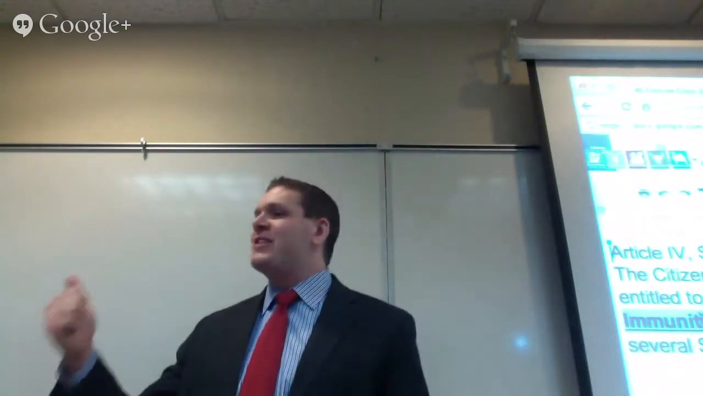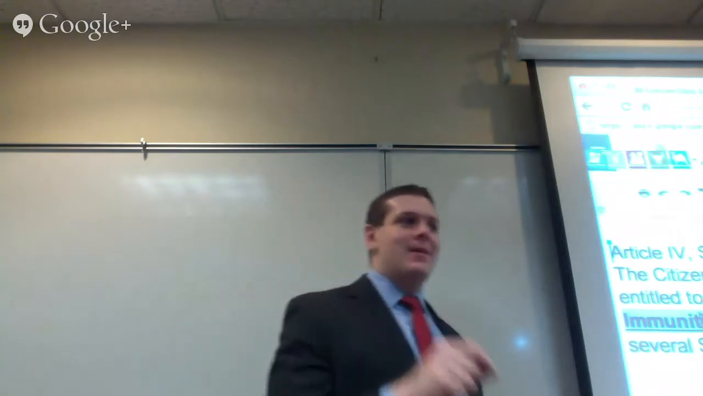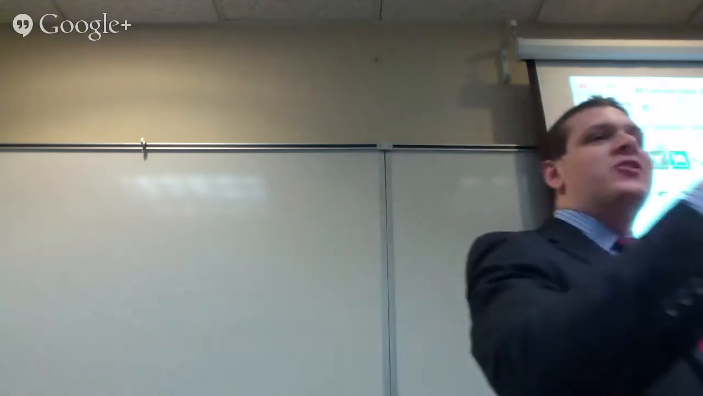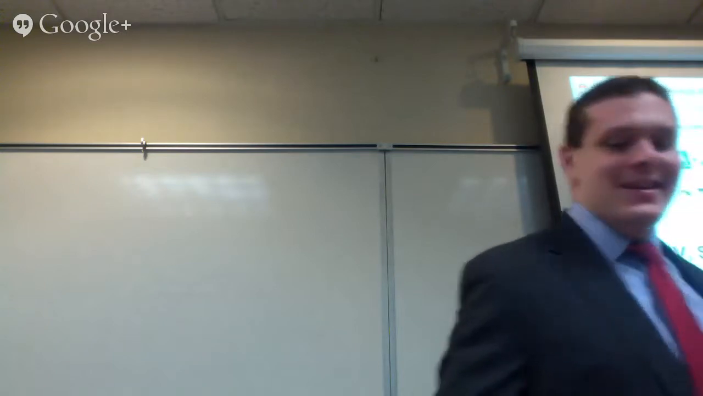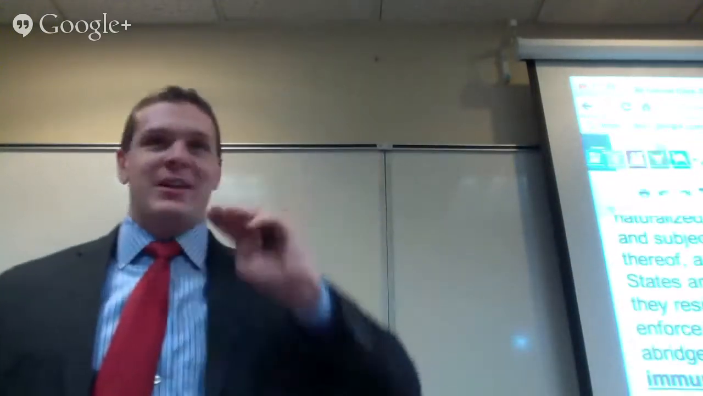I'm going to be a stickler for this. The one in Article 4 is the Privileges and Immunities. The one in the 14th Amendment is the Privileges or Immunities. So this is privileges and, and this one in the 14th Amendment is privileges or. Don't get them confused. It's a pet peeve because people always get them confused. Judges get them confused. It drives me crazy. They're different.